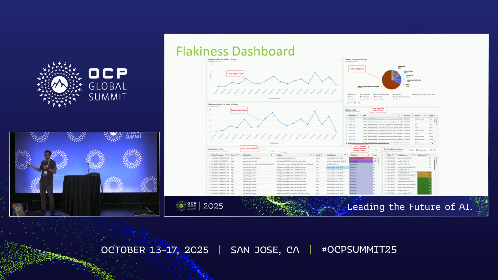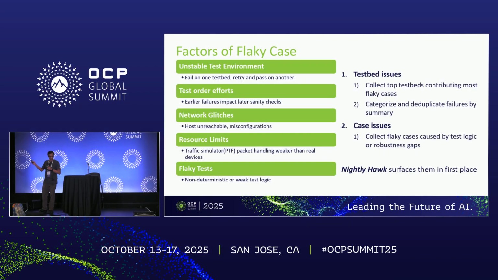So to that end, we've created another dashboard that tracks how many flaky test case failures there have been, along with the categories of the flaky test case failures, such as, is it environmental, is it test case specific, or is it something else?